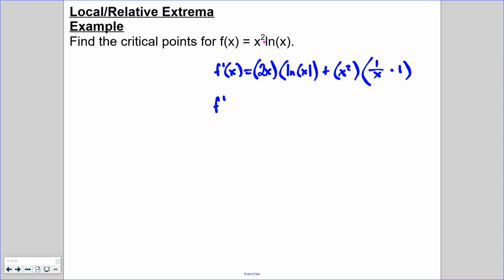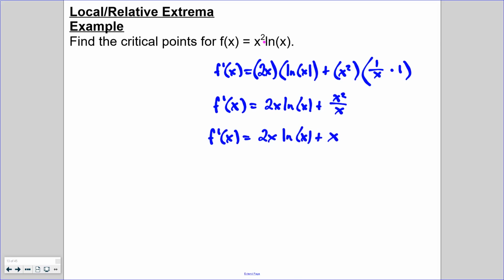And then we can continue simplifying this down. So let's see, we'll get 2x times the natural log of x plus x squared over x, which we continue simplifying down. F prime of x is equal to 2x times the natural log of x plus x. Now here we have 2x times the natural log of x plus x. This is a function that is going to exist everywhere, which means we just need to set the derivative equal to 0. So, we'll have 0 is equal to 2x times the natural log of x plus x.